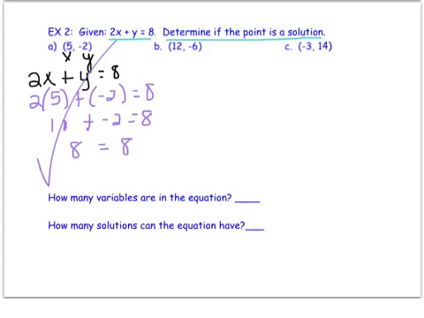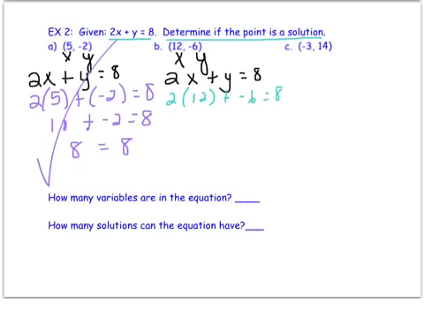Now let's go ahead and try the second one. This is my x. This is my y. My equation, 2x plus y equals 8, because that was my given equation right there, so I just rewrote it right there. So I'm going to say 2, what's my x? 12, plus negative 6 equals 8.